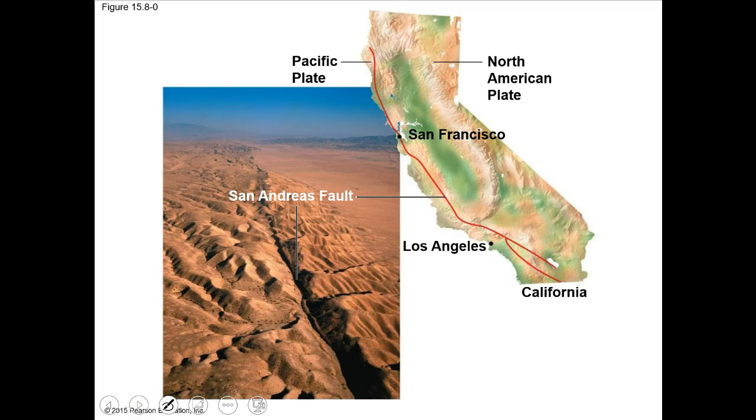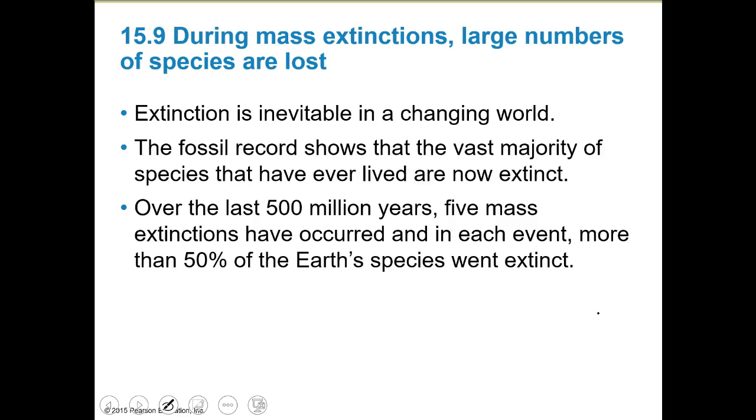But here's where we can see it. There's California, and right along this plate is the San Andreas Fault. If we were to go out there, you could actually see that particular fault line in the ground. It is pretty drastic.